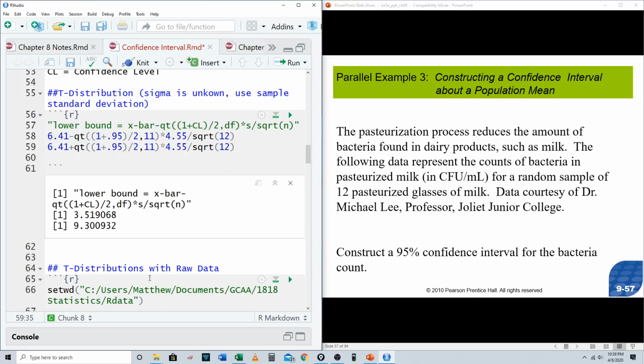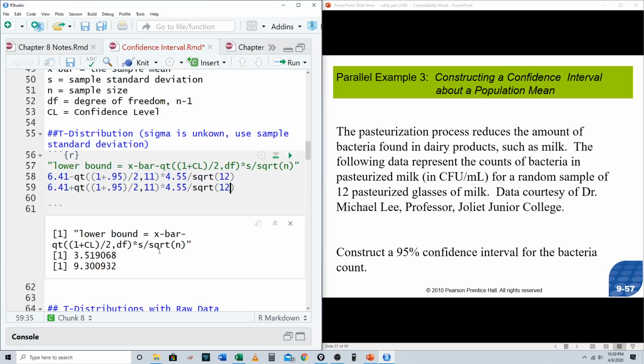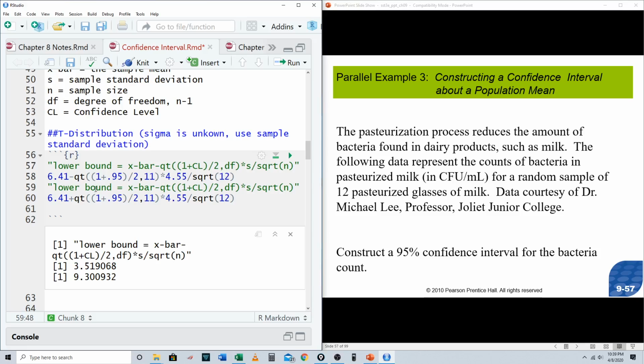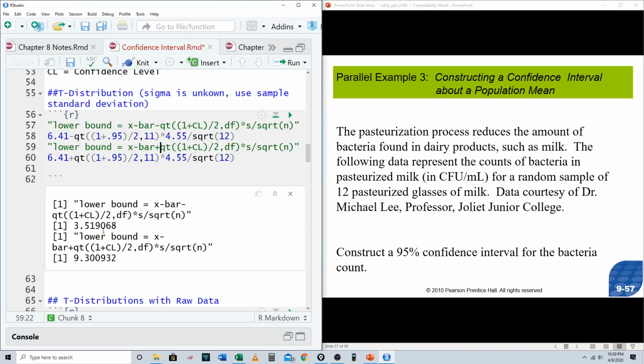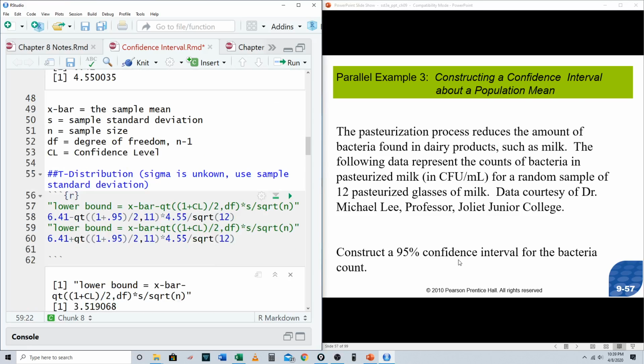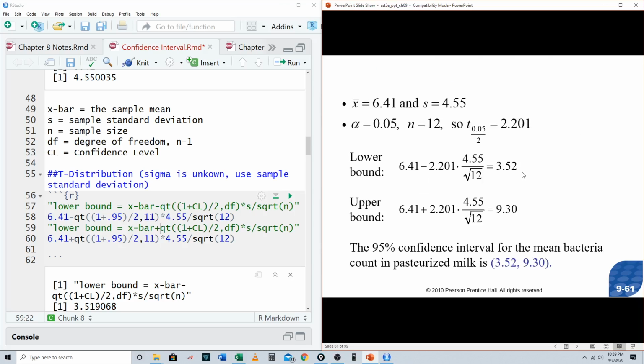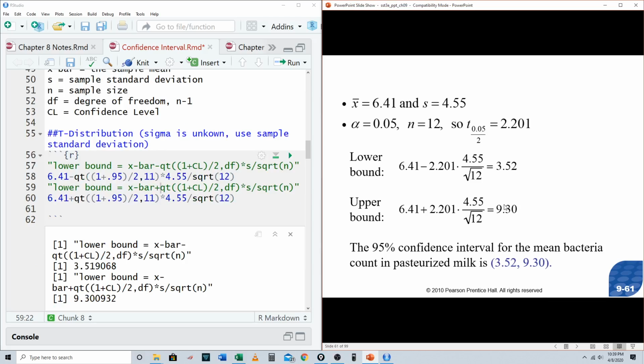I think I deleted something I shouldn't have. Really, it's the same thing. So we have our lower bound and our upper bound. Our lower bound is 3.519, so 3.52, and our upper bound is 9.30. Okay. So yeah, we're good. That's how you do T distribution.